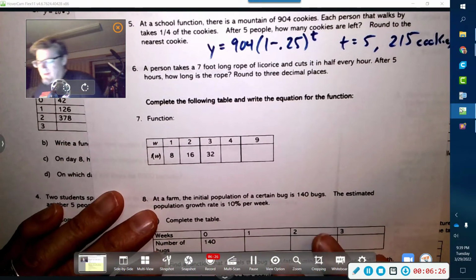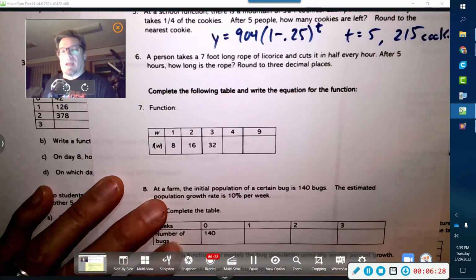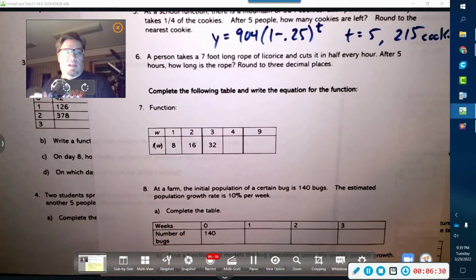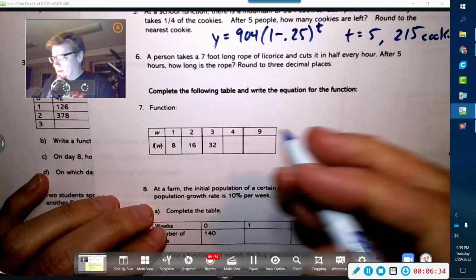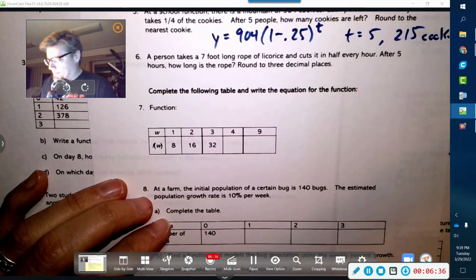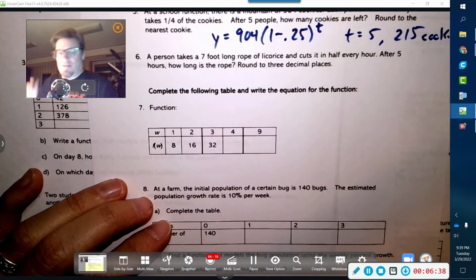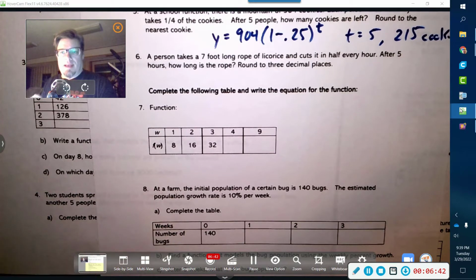So I am up for debate on what you guys think. I've thought about this quite a bit over the last couple days, and I think that the answer key is wrong. So tell me what you think. We're starting off with 7 feet of licorice, and we're going to cut that in half every hour.